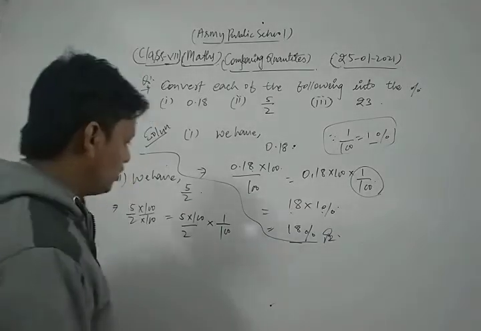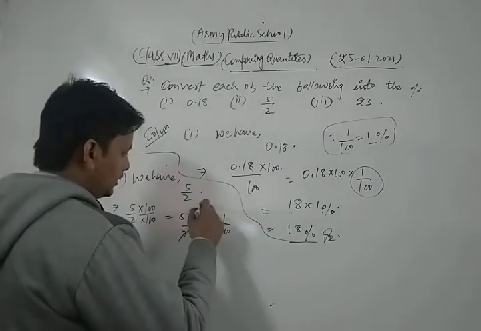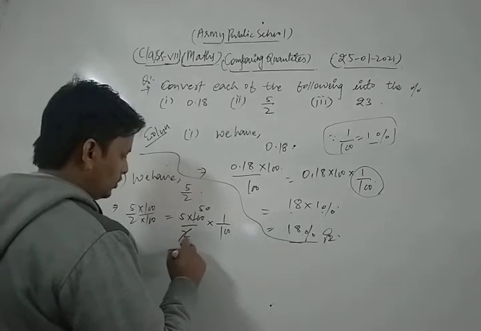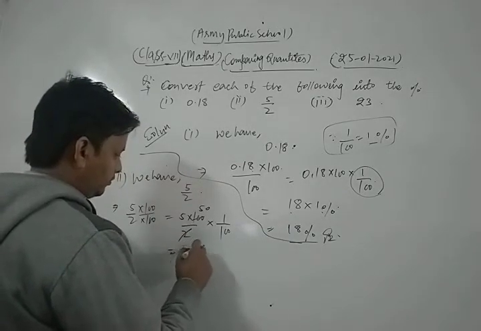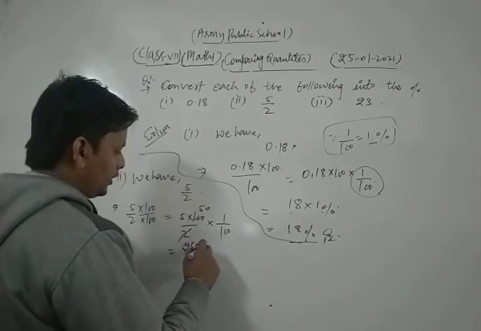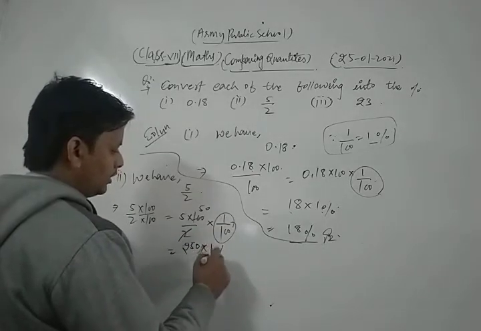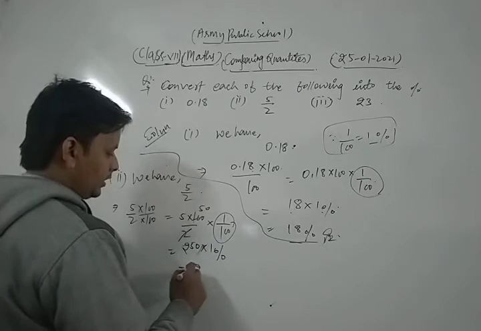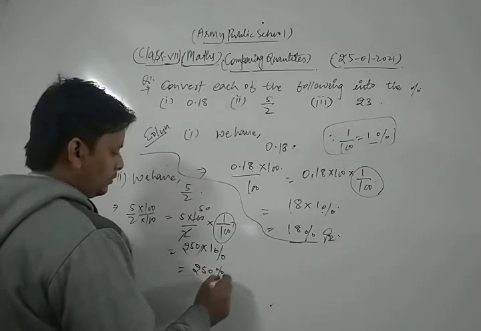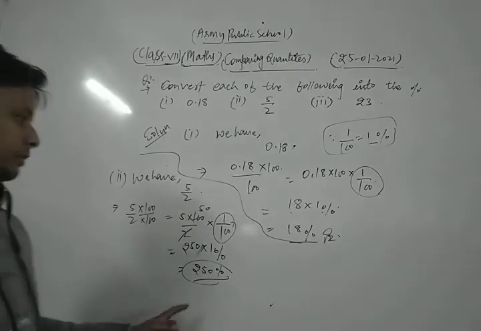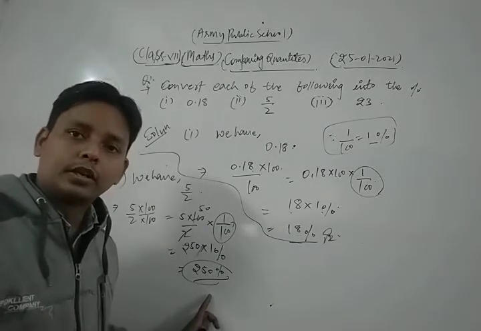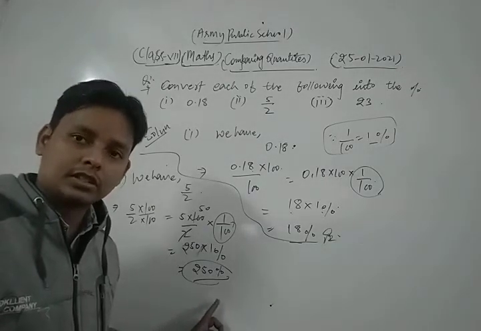Now let's see, 2 fives are 10, 0. Now 5 0 0, 5 fives are 25. So 250, and we write 1 upon 100 as 1%, so we can write 250%. So 5 upon 2 is written in the form of percentage as 250%. So this is the concept of that.